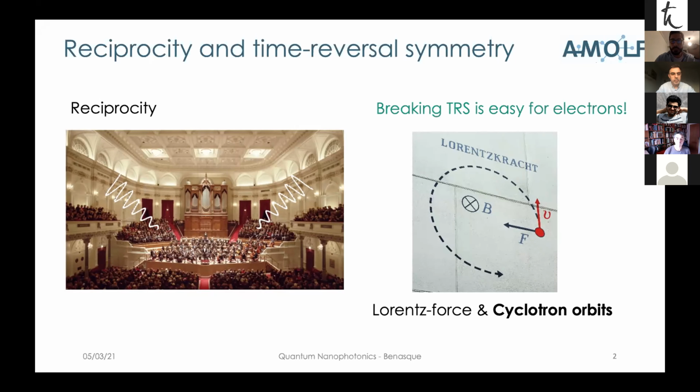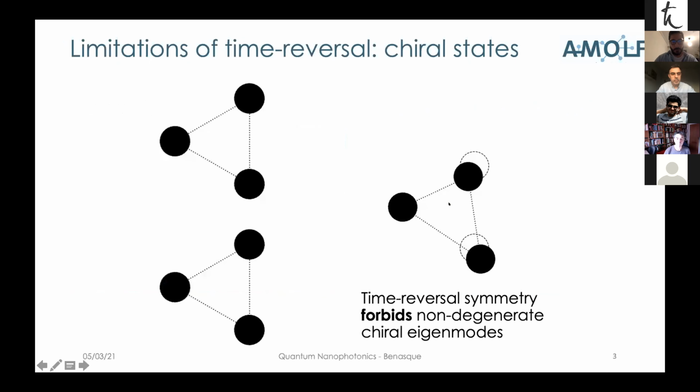And the way to do so is by putting this charged particle in a magnetic field. And this will break time reversal symmetry, meaning that if you now take this cyclotron orbit and reverse the velocity of the electron, you won't get the rewound trajectory. For that, you need to also change the magnetic field. So there are limitations that time reversal symmetry imposes on states.